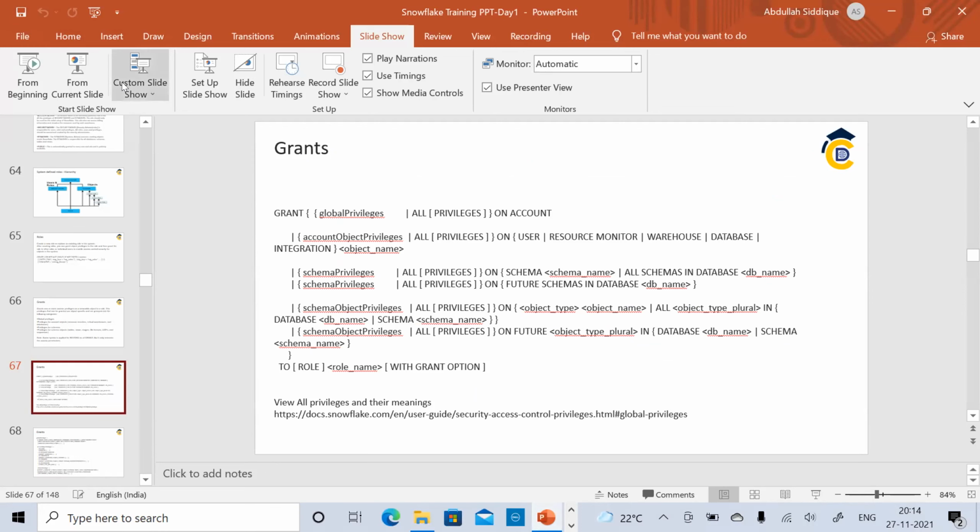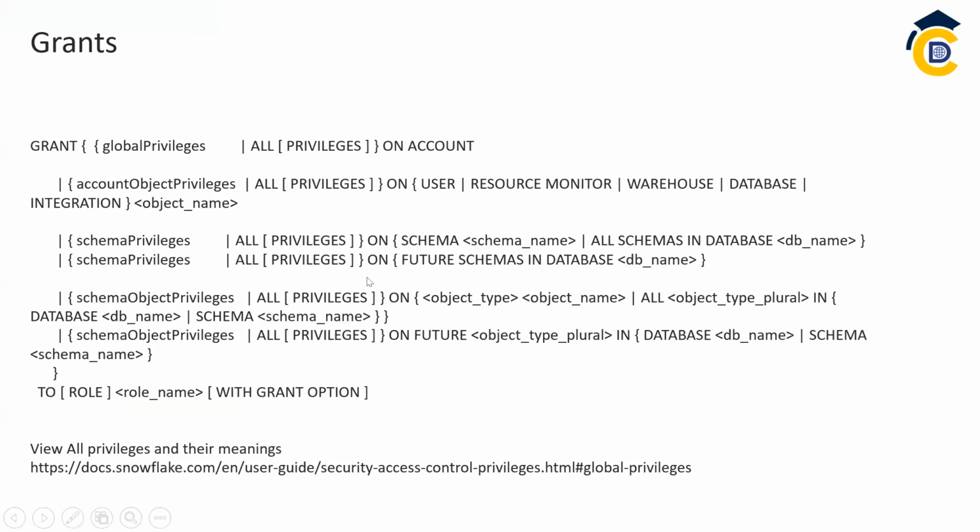And as you can see from the syntax here, it is always given to a role. Okay? It is never given to a user. So thumb rule, always remember, privileges are given to a role, and in turn, that role is assigned to either a different role or a user. Okay.